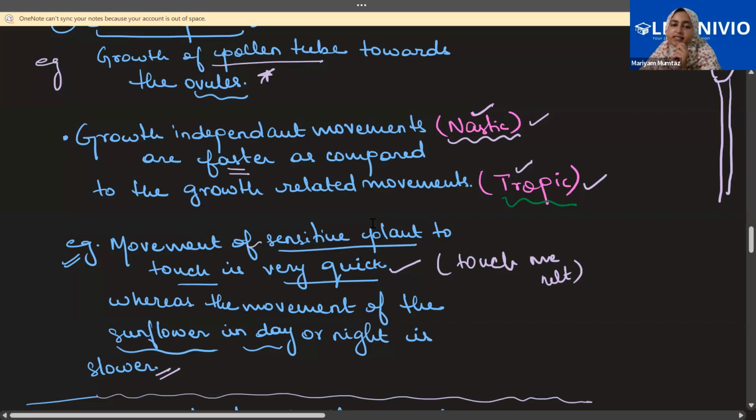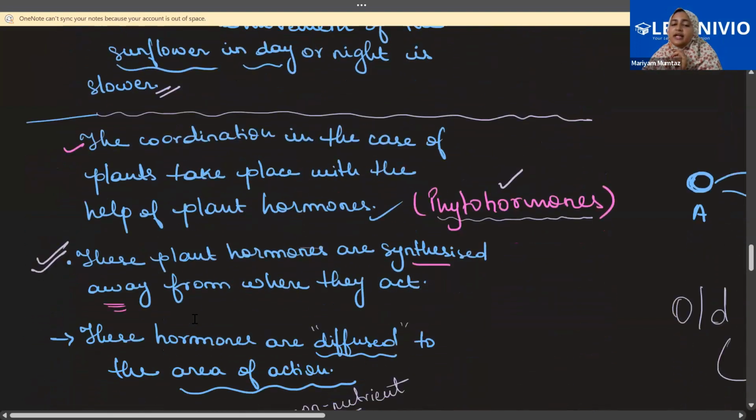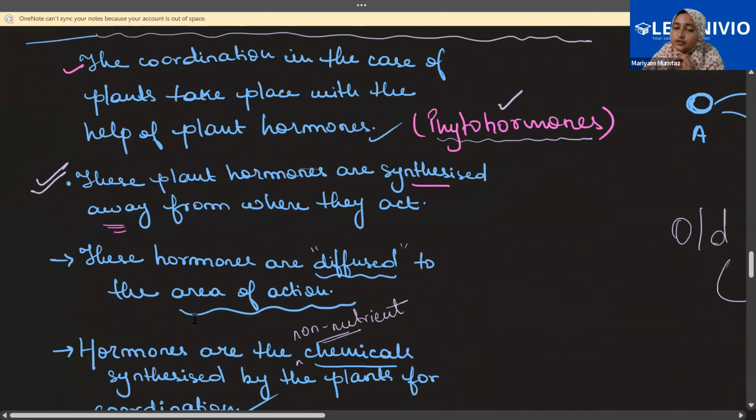All right. Now, the example to justify that we are saying that the nastic movement is faster than the tropic movement: the movement of the sensitive plant to touch is very quick, right? The touch me not plant provides a response very quickly, whereas the movement of the sunflower in day or night is slower. So then we come on to the topic of phytohormones.